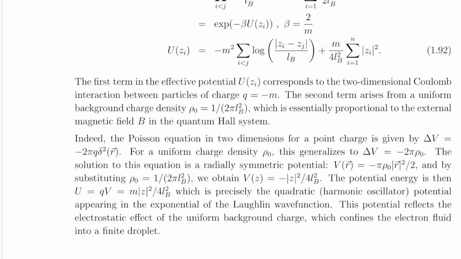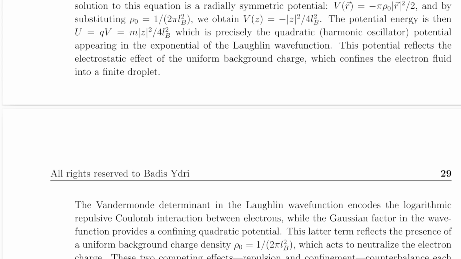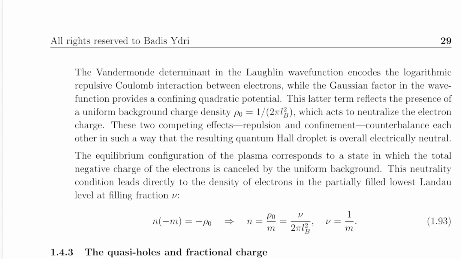Repulsion pushes electrons apart, the background pulls them in. The balance creates a stable, neutral droplet. This condition of neutrality explains the filling fraction. The negative charge of electrons is exactly balanced by the positive background, leading directly to nu equals 1 over m. It's not emergent, it's embedded in the very structure of the wave function.